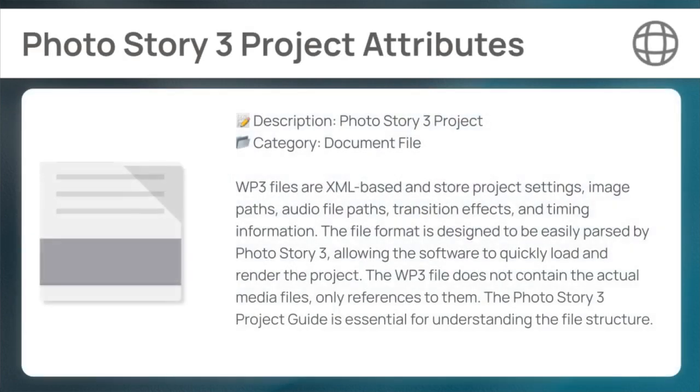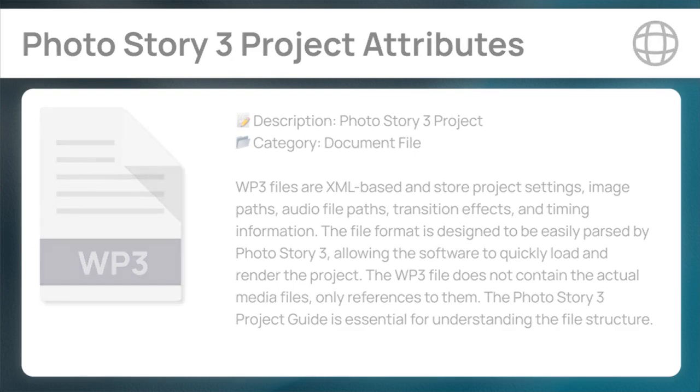WP3 files are XML-based and store project settings, image paths, audio file paths, transition effects, and timing information. The file format is designed to be easily parsed by Photo Story 3, allowing the software to quickly load and render the project. The WP3 file does not contain the actual media files, only references to them. The Photo Story 3 project guide is essential for understanding the file structure.